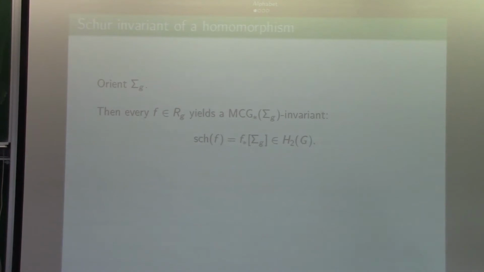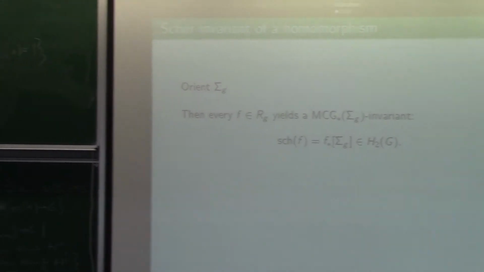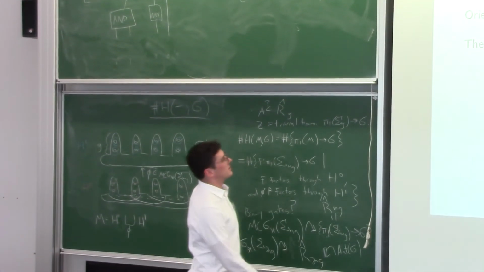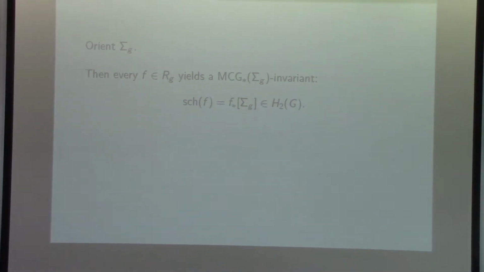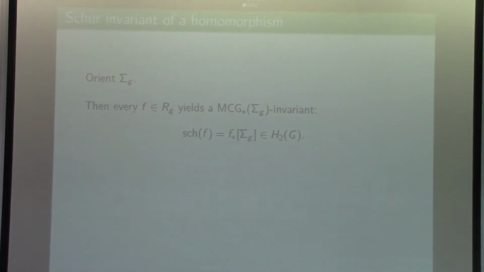To define it, I need to introduce an important invariant of homomorphisms from surfaces to G. We learned about this from Nathan's paper with Thurston on random three-manifolds, and learned why it's important. We want oriented manifolds, so we get to orient our Heegaard surface, and this is orientation-preserving mapping classes, as always. So we get an invariant of homomorphisms by pushing forward the fundamental class into the homology of G. So this is some element of H2 of G.